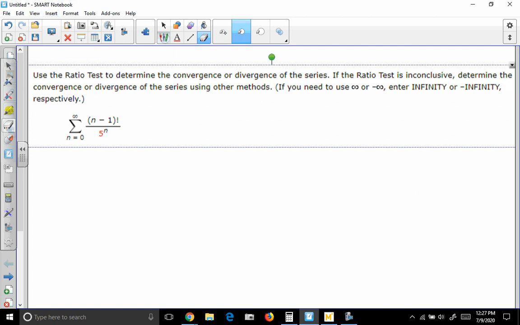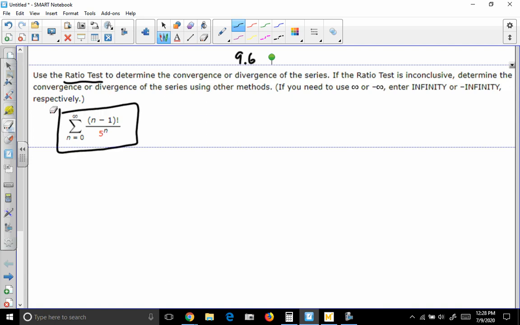Okay, as we get into 9.6, then we run into more tests. We're going to do the ratio test here. We're also going to do a root test. But there's some series that don't work very easily with some of the other tests.